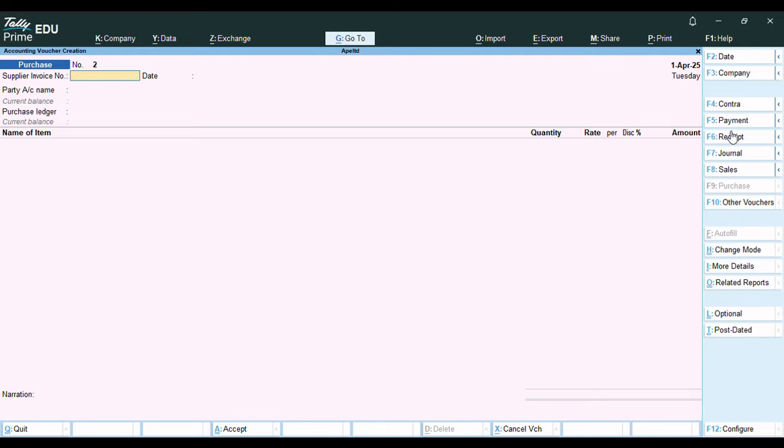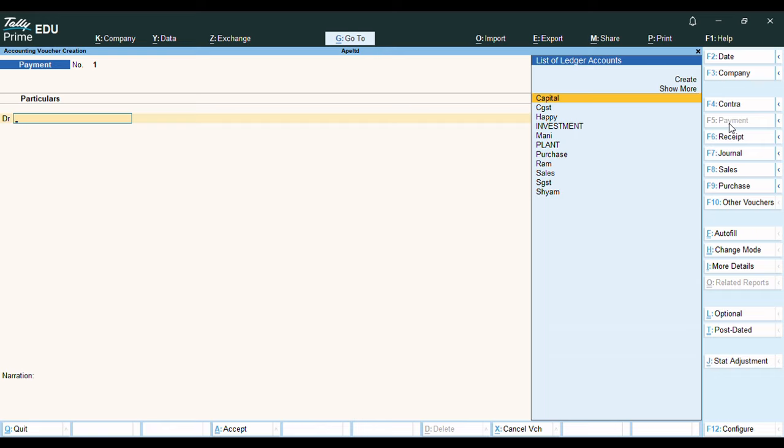ओके, सो कम टू द वाउचर एंट्री. फाइनल सेटलमेंट ऑफ एंट्री 1 परचेज है, तो परचेज के केस में वी हैव डन द पेमेंट. कम टू द F5 पेमेंट. किसको पेमेंट किया? पार्टी डेबिट हो रही है, दैट इज हैप्पी.